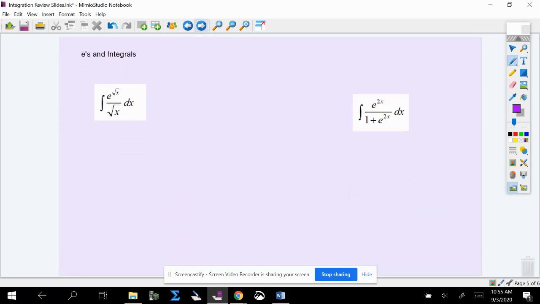Then we did e to the x, in section 5.4, and then we went into other bases in 5.5, working with e to the x. e to the x is one of the easiest derivatives. It's basically just itself times the derivative of the power.